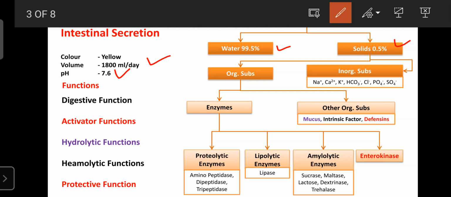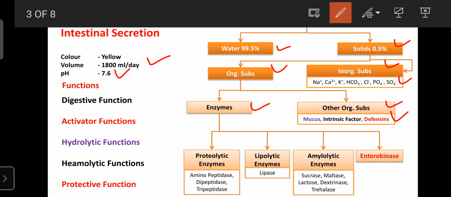And solids are once again classified into organic substance and inorganic substance. Inorganic substance consists of sodium, calcium, potassium, bicarbonate, chloride, phosphate, and sulfate. And organic substance is subclassified into enzymes and other organic substances. Other organic substances like mucus, intrinsic factors, and defensins are present in the small intestine secretions, or succus entericus.